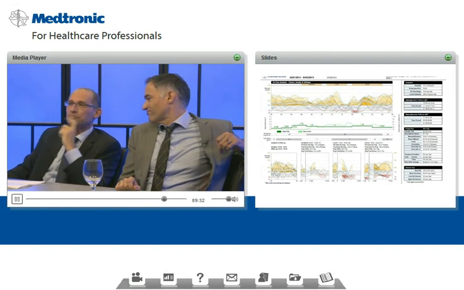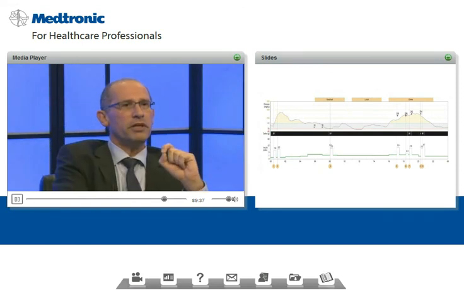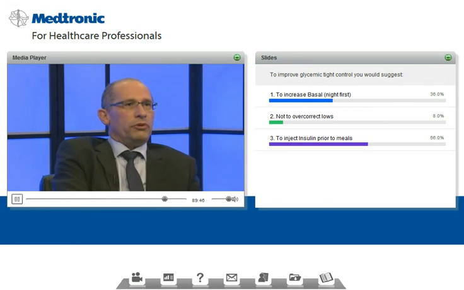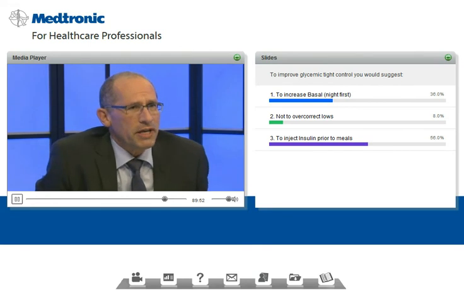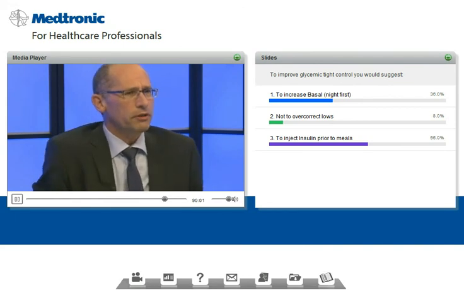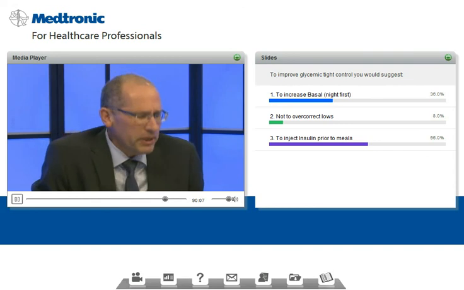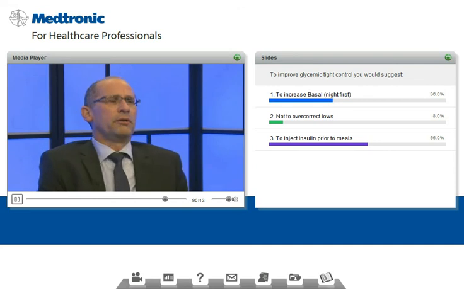That's a dilemma. The answer might be here. So look at this daily report for a minute, and then we go to the last polling question. So now that you know all the data, should we now improve? Should we increase the basal rate? Not to overcorrect lows? Or is there a problem with the time of injection? Should we tell the patient to take care to inject insulin prior to meals, or at least the beginning of the meal? What is your take on this last polling question?